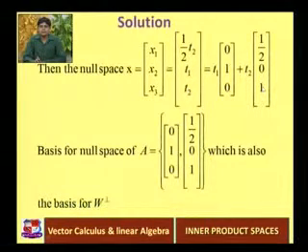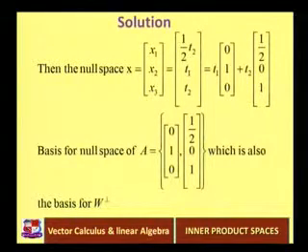These two column matrices [0 1 0] and [1/2 0 1] are nothing but the basis for the null space with respect to the Euclidean inner product space, and this null space of A has basis {[0 1 0], [1/2 0 1]}, which is also the basis for W perp, meaning the basis for the orthogonal complement of the row space. So here we have seen how to find the basis for the orthogonal complement of the subspace corresponding to the span, row space or column space.